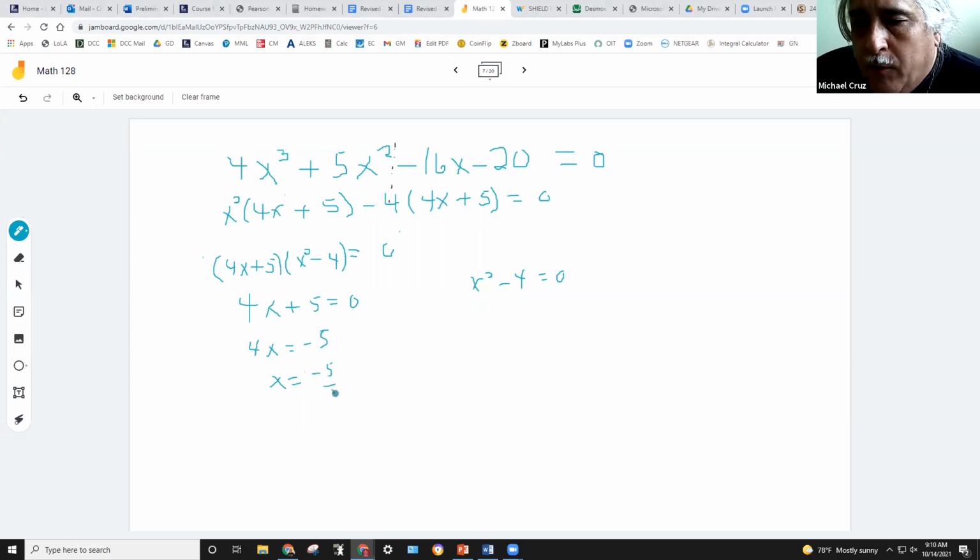by what we call the square root principle. In other words, we can either factor it or we can solve it by the square root principle. So taking the square root of both sides, x is equal to plus or minus the square root of 4, where x is equal to plus or minus 2.